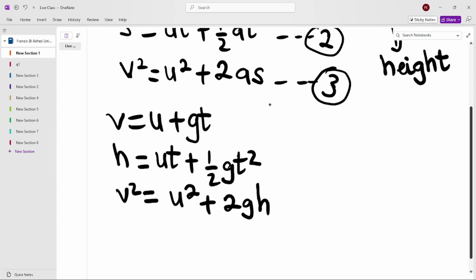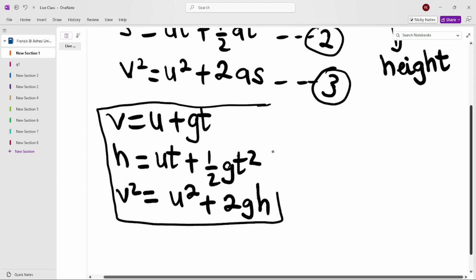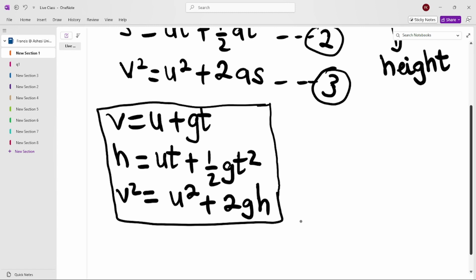So let's note that the new differences are just this. We are just changing the a to g, and changing the s to h. But the same thing applies. So wherever they talk about height now, they are not talking about something else.